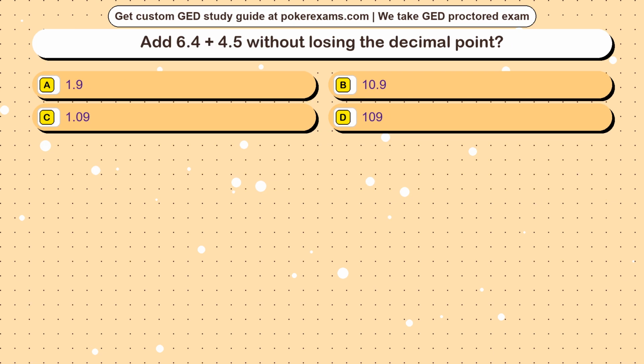Question 5. Add 6.4 plus 4.5 without losing the decimal point. Option A, 1.9. Option B, 10.9. Option C, 1.09. Option D, 109.